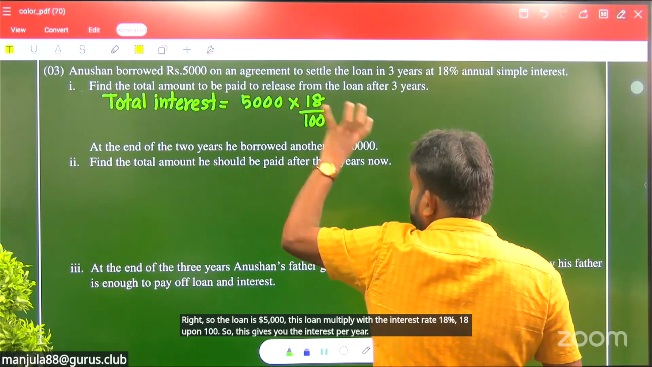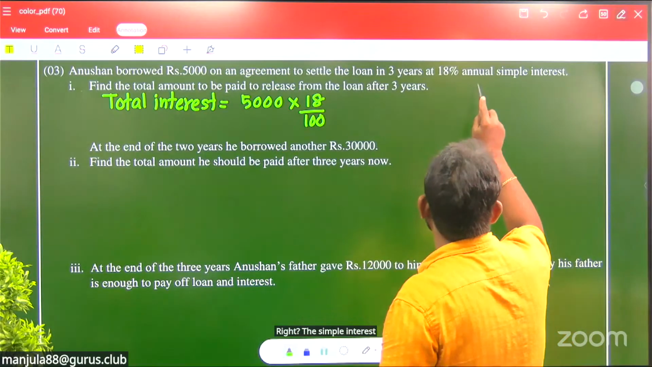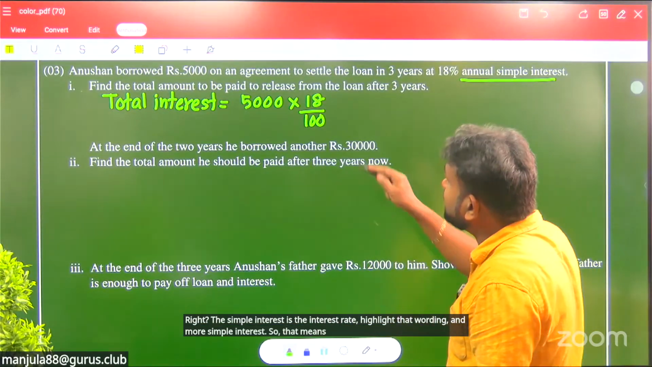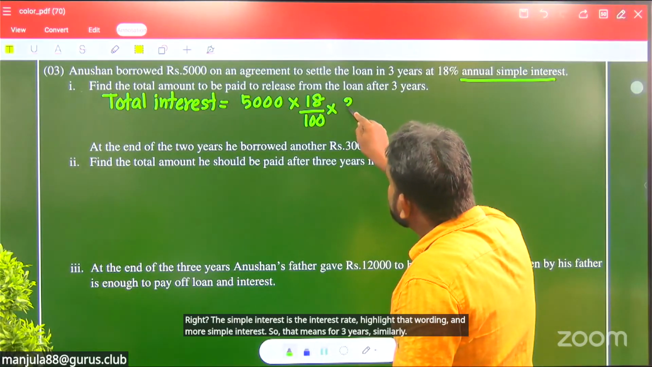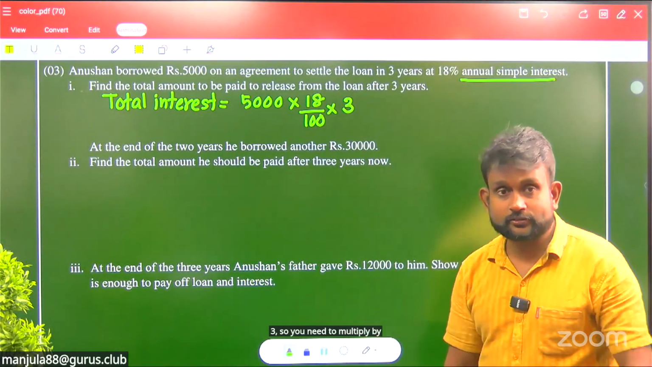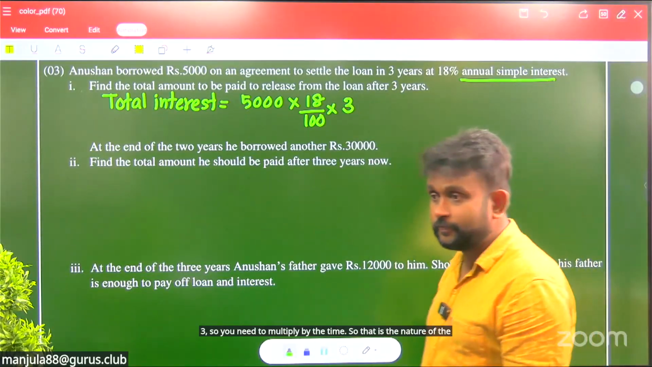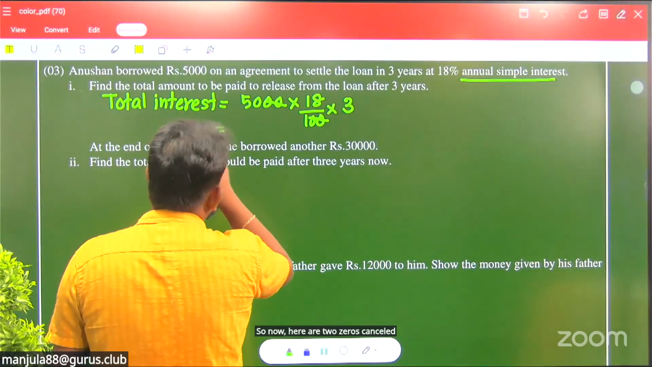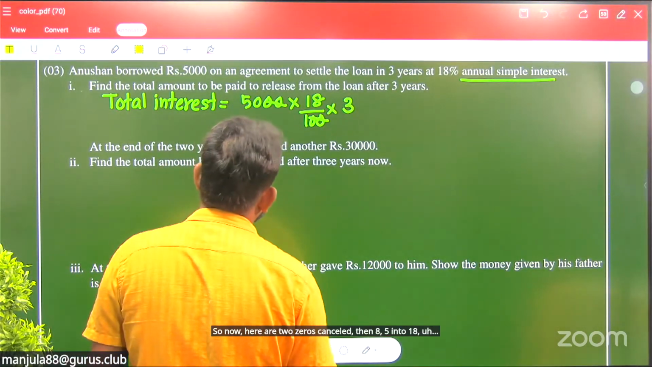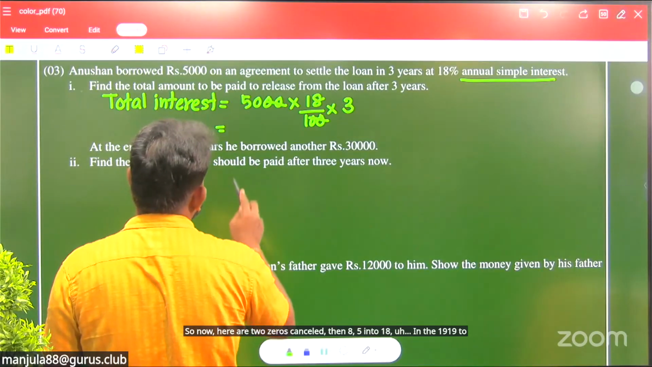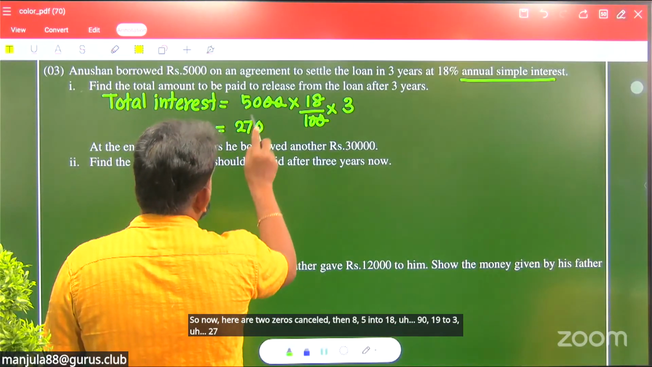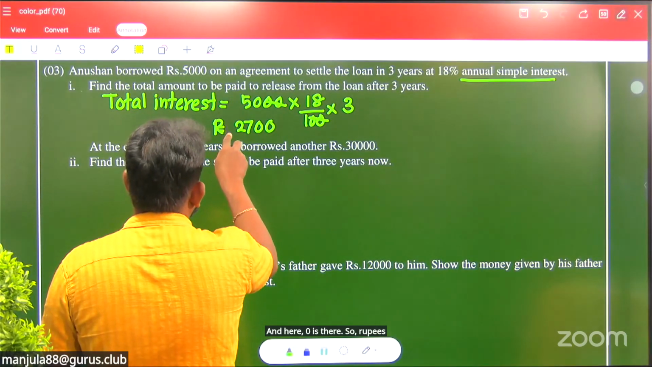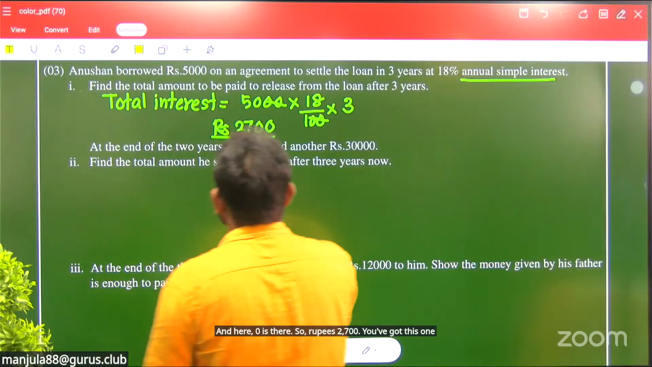Then simple interest is the interest rate. Highlight that wording: annual simple interest. That means for 3 years, similarly 3, so you need to multiply by the time. That is the nature of simple interest. Now here 2 zeros cancelled. Then 5 into 18 is 90, 90 into 3 is 270, and here 0 is there. So rupees 2,700. You got this one. That is the total interest.